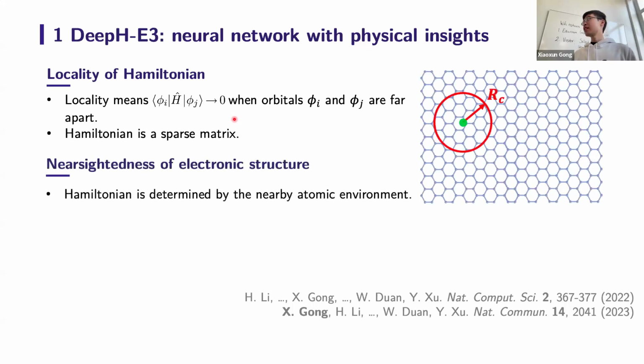Another thing is the nearsightedness of electronic structure. The nearsightedness of electronic structure tells us the Hamiltonian is only determined by the nearby atomic environment. What this means is that if we are only interested in a Hamiltonian matrix element, let's say at this green point, and then we slightly perturb an atom that's very far away, out of a certain cutoff radius, like right here, we would imagine that the influence of this perturbation of atom positions is negligible on the Hamiltonian at this green point. So this is basically the nearsightedness of electronic structure.